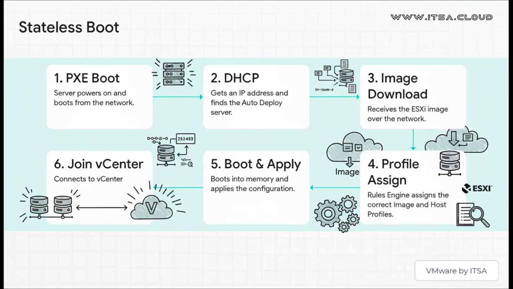Okay, so let's see it in action. A new server powers on and does a PXE boot. It's basically just shouting out onto the network, hey, I'm here, what do I do? DHCP answers back, gives it an IP address, and points it toward the Auto Deploy server. From there, the server downloads its ESXi image. The rules engine kicks in and assigns it the correct image and host profiles. Then, it boots that software directly into its memory, applies all the configurations from the profile, and finally, it connects itself to vCenter, all ready to go to work. I mean, it's a completely hands-off deployment.